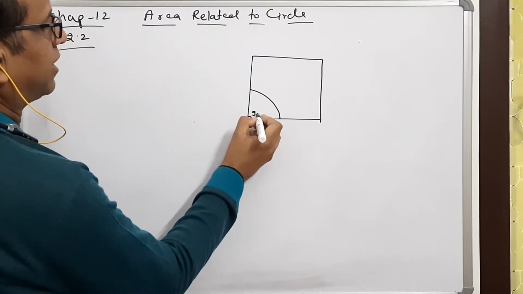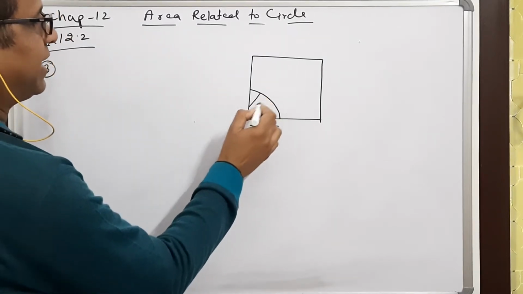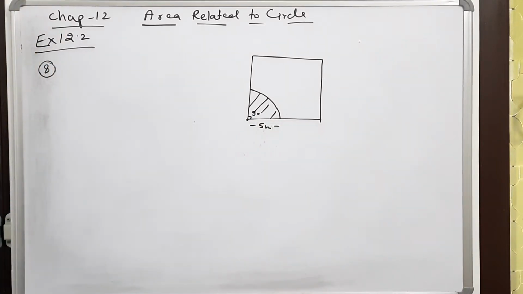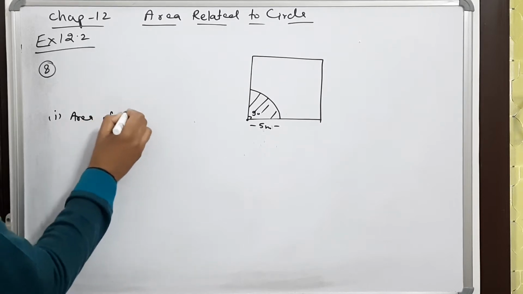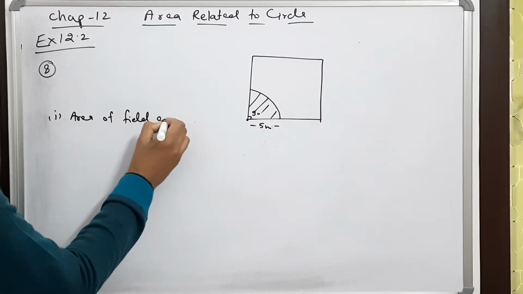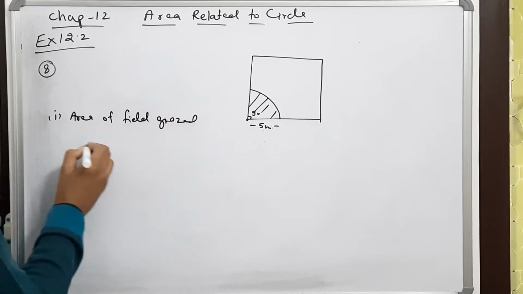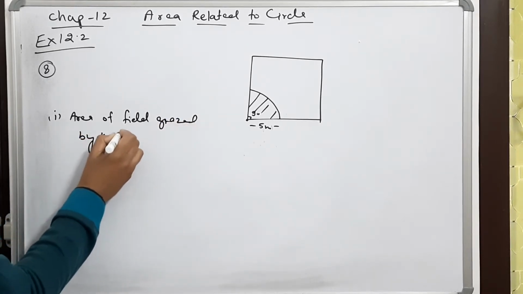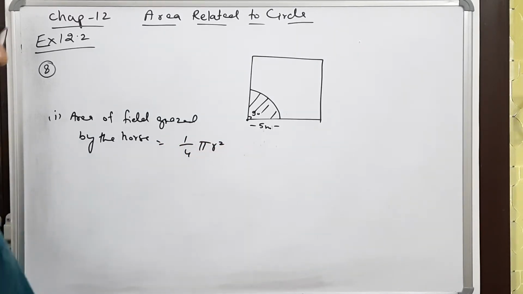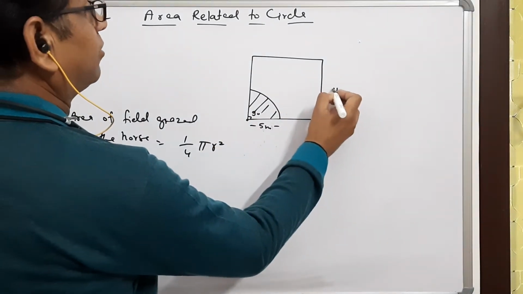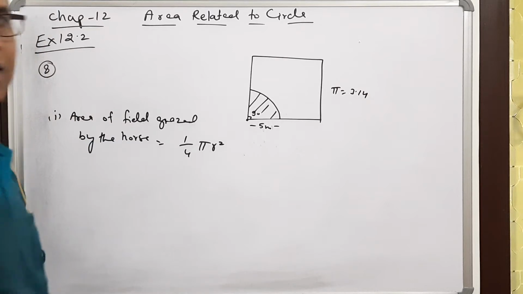This angle is definitely 90 degree, so this area can be grazed by the horse. And you see, when this angle is 90 degree, this will be a quadrant. So the first part is, please see, area of field grazed by the horse is 1 upon 4 pi r square. Here, the important part to be noticed is the value of pi is 3.14.